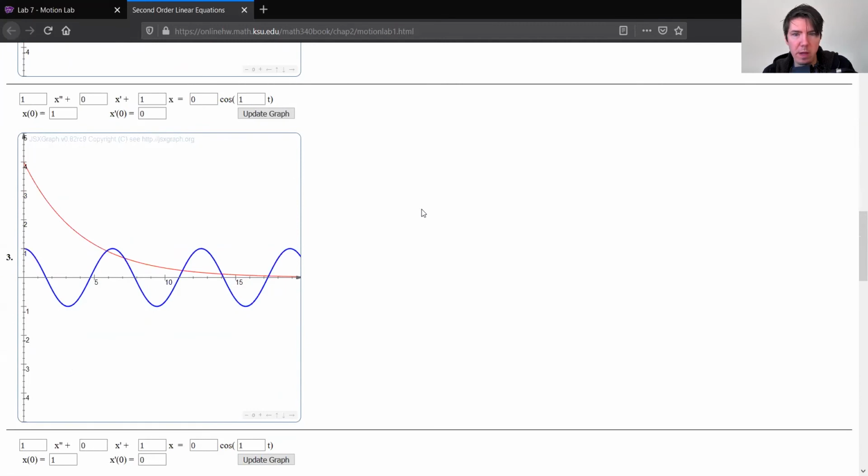How about 3? What do y'all think for 3? Looking at the red line, so what is the red line for 3? Is it overdamped, critically damped, undamped, underdamped, resonance, or beats? Okay, to those of you who responded, thank you, I appreciate it.